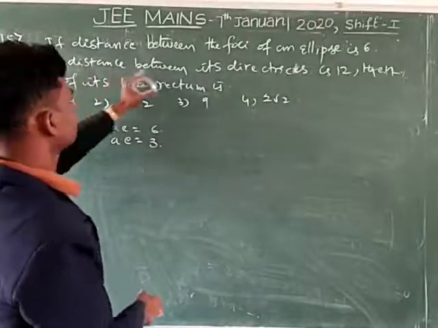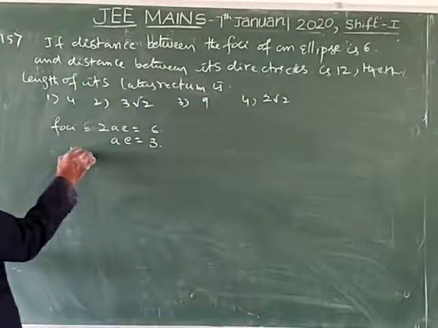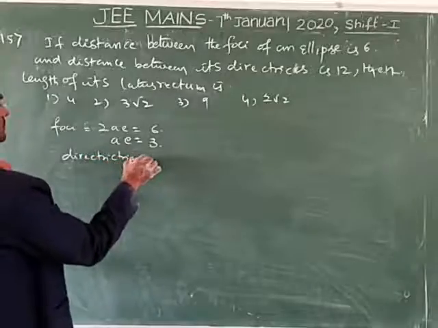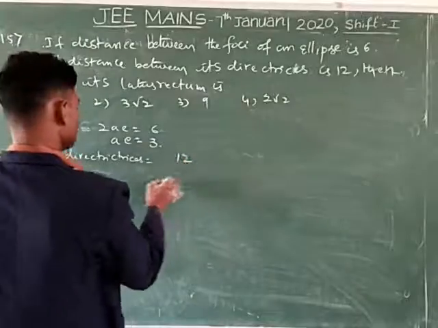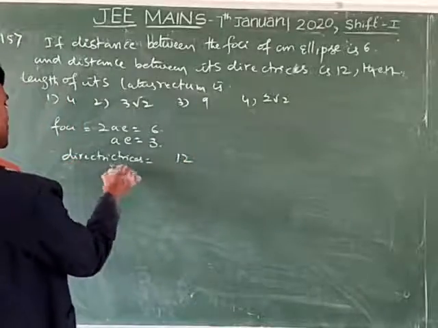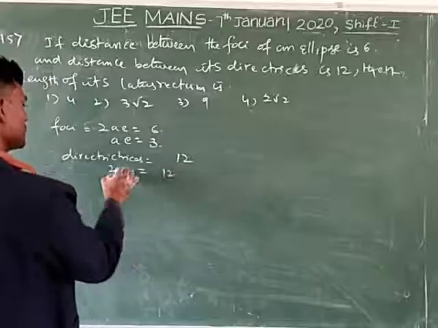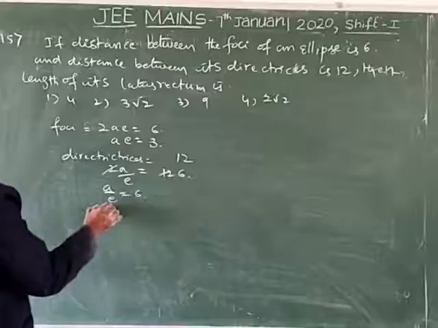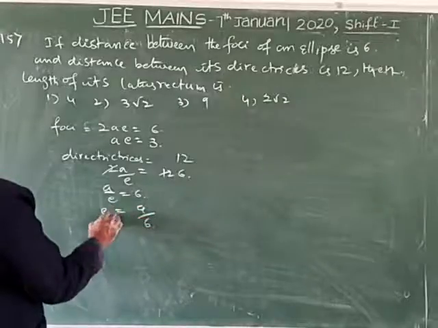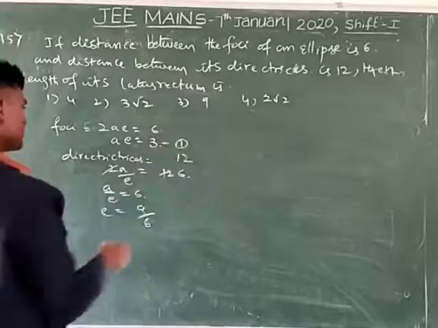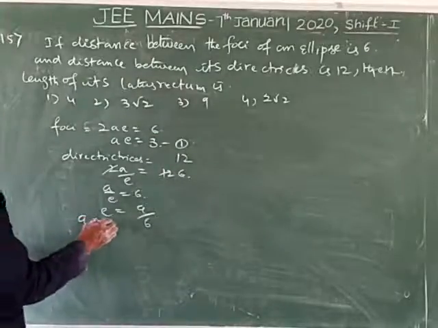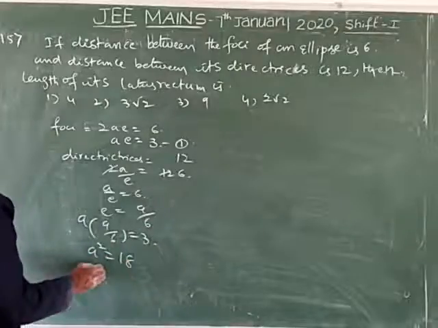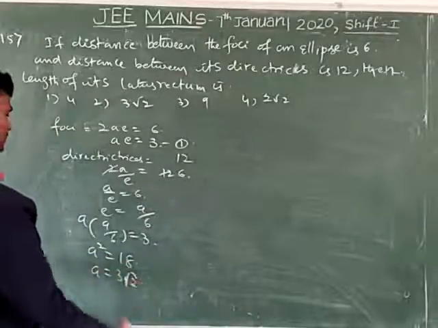Next, the distance between its directrices is equal to 12. Here 2A by E is equal to 12, so A by E is equal to 6. Then E is equal to A by 6. This E value you have to substitute here: A into A by 6 is equal to 3. Then A square is equal to 18, so A is equal to 3 root 2.